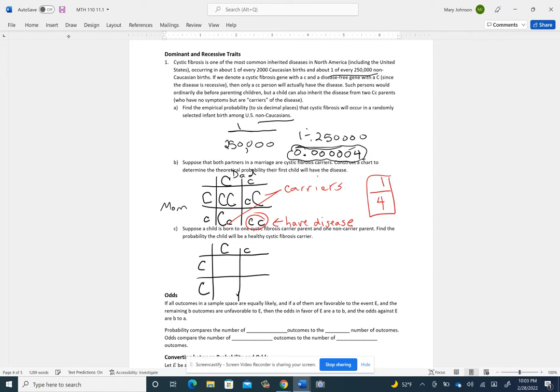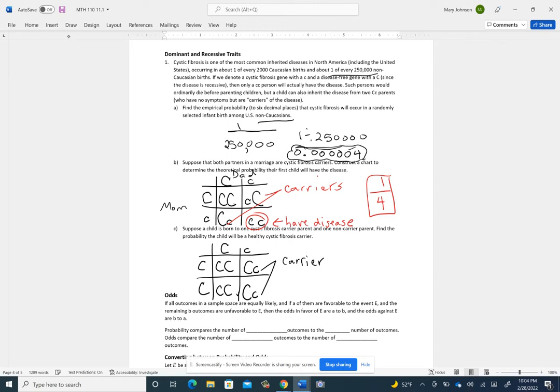So when we cross those two, here we would have 2 capital C's, 2 capital C's. Here we'd have a capital C and a lowercase c, and another capital C and a lowercase c. Okay, so none of their children will wind up having the disease, but these 2 right here are going to be carriers, healthy, but carriers of it, not having the disease, but potentially being able to pass it off and create a child that does have the disease.